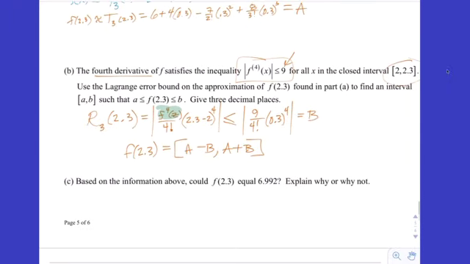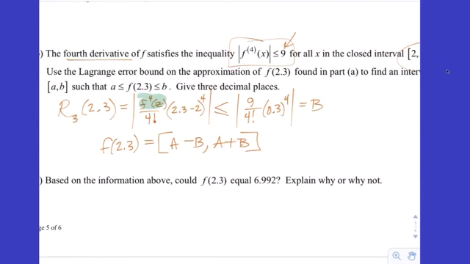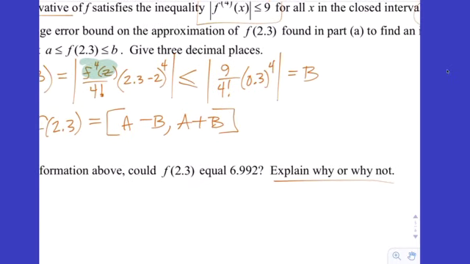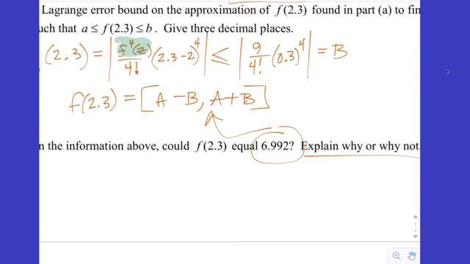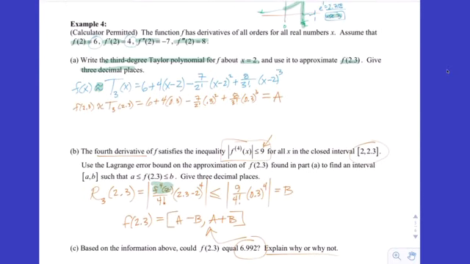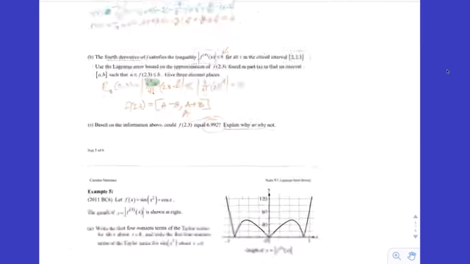All right, and then I'm not going to answer this because we're short on time, but based on the information, could the function value be 6.992? Explain why or why not. What would you simply do? Yes or no. You would compare it to that interval and say yes because it's in the interval from part B, or no because it's not in the interval from part B. That right there is a sample free response question. All right. So we didn't finish.